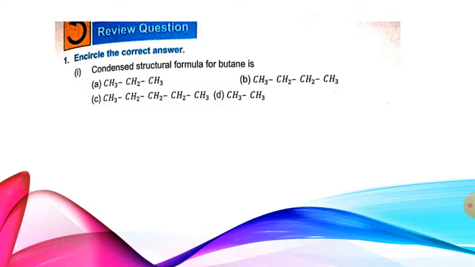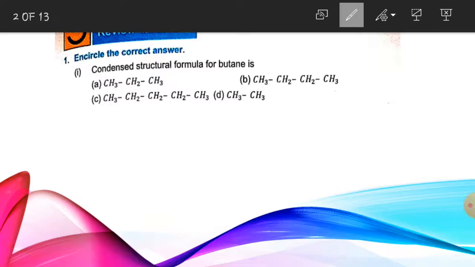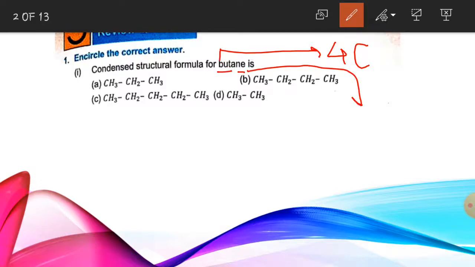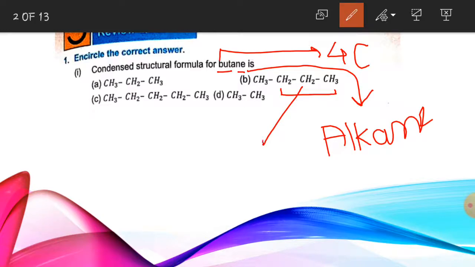Condensed structural formula for butane is. Now you know that all the organic compounds having the prefix "but" contain 4 carbon atoms. Now the suffix "ane" is giving us the information that this organic compound is an alkane. Since all the options contain the alkane, we will distinguish the butane from all other options by counting the number of carbon atoms, and so our correct option is option B. Option B is the condensed structure for butane because it contains 4 carbon atoms.